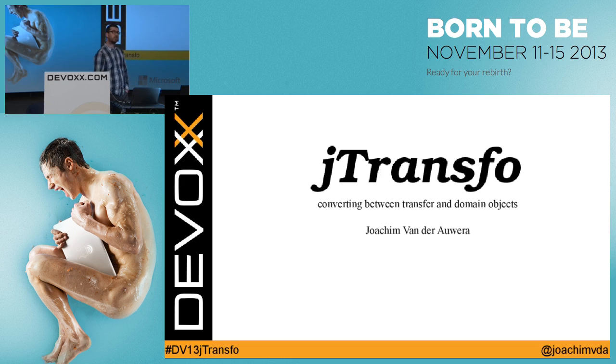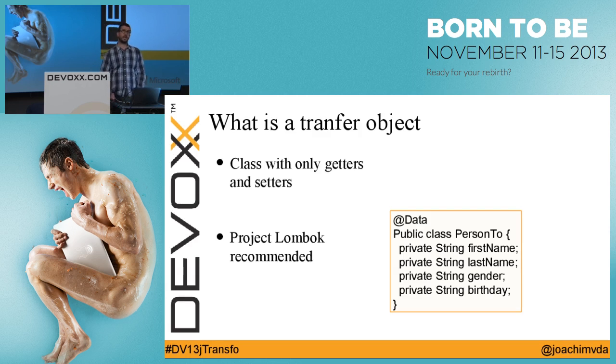Okay, so I'm going to talk to you about converting between transfer and domain objects and a way to make it easier for you to do so. So let's start with the beginning. What is a transfer object, or what do I consider a transfer object in this context? It's easy. That's a class with only getters and setters, like the example given here.